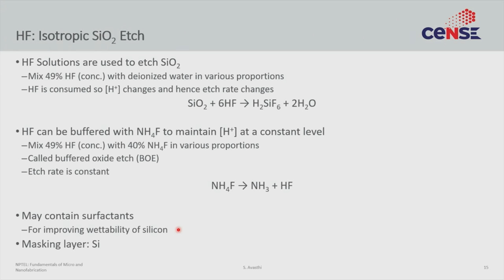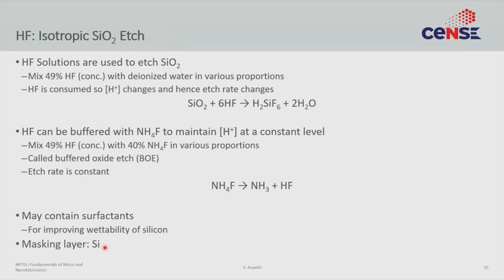Now, for any etching solution, you need a masking layer. What is the masking layer for hydrogen fluoride when you are trying to etch silicon dioxide? The masking layer is silicon itself. The great advantage of hydrogen fluoride is that it etches silicon dioxide fairly well, but it does not etch silicon.